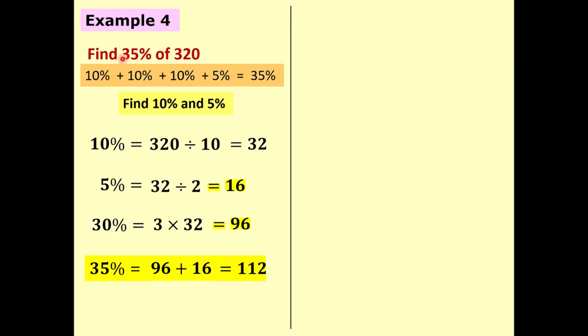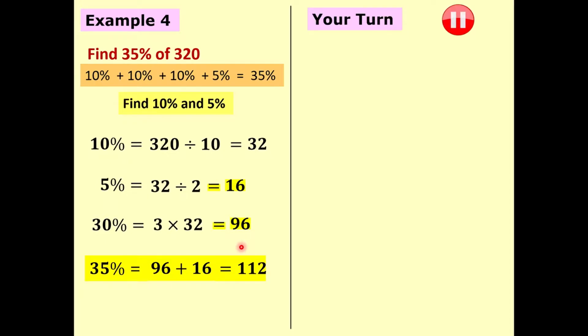So again, it's all about looking at what percentage we're aiming for, breaking it down into chunks we know how to calculate. So we've got 3 lots of 10 and our 5%, add them all together, we get 35. And we've worked out 10%, 5%, we've then done 3 lots of 10% to get 30, and we've added our relevant values together to give us 35% at the bottom.